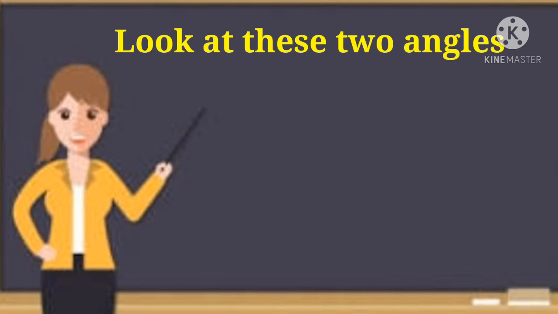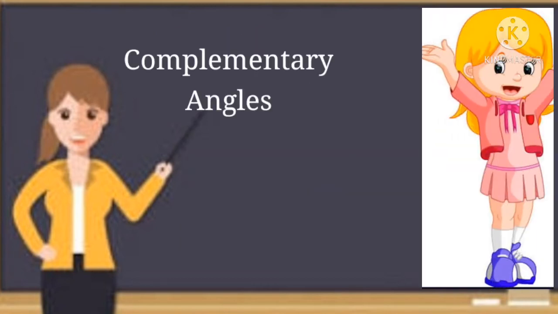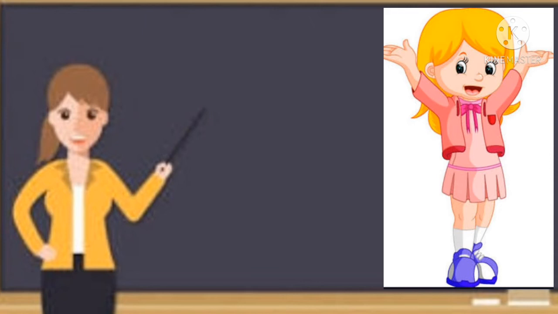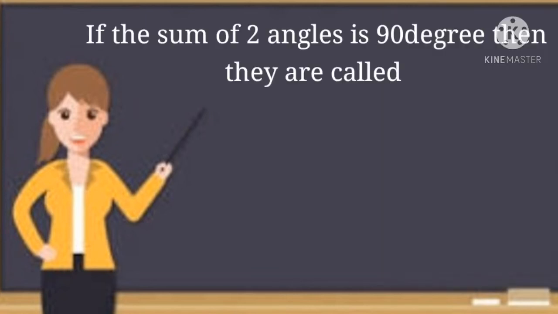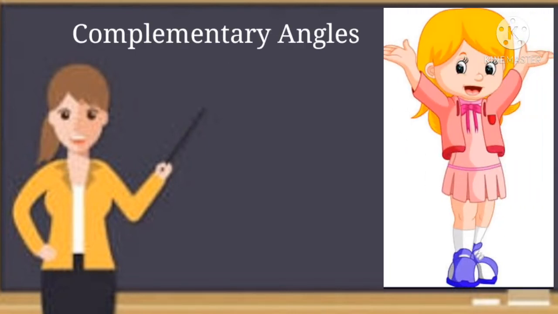Look at these two angles. They are 30 degrees and 60 degrees. When we add them, the sum equals 90 degrees. Yes, ma'am, they are complementary angles. So, you see children, if the sum of two angles is 90 degrees, then they are called complementary angles.